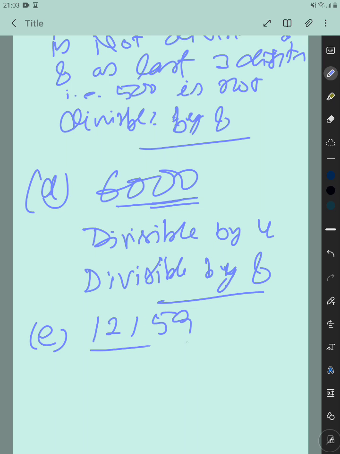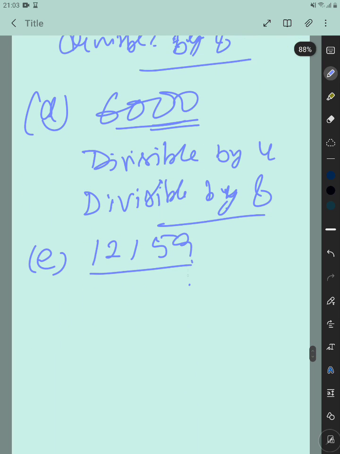Now the equation is 12159, okay. So since the unit digit itself is an odd number, so any odd number, if there is at ones place, unit digit means I am talking about the ones place, okay. If at ones place it is an odd number, it cannot be divided by 4 and 8, okay. You need to remember this. So it is not divisible by 4, okay.